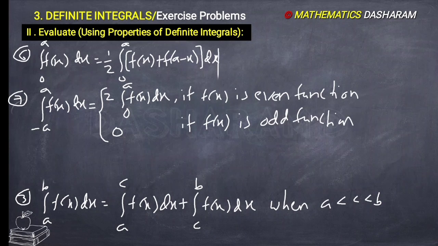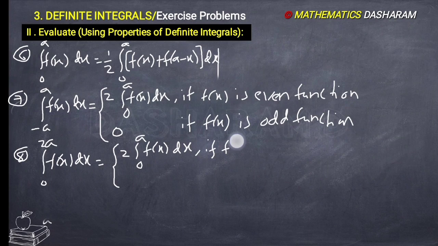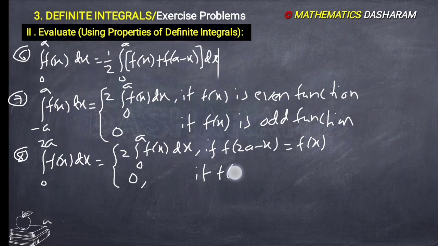Next, property number 8, integration 0 to 2a of f of x dx equals, here also two answers are possible. One is 2 into integration 0 to a of f of x dx, when f of 2a minus x equals f of x. Next, one more result, that is 0, when f of 2a minus x equals minus f of x.